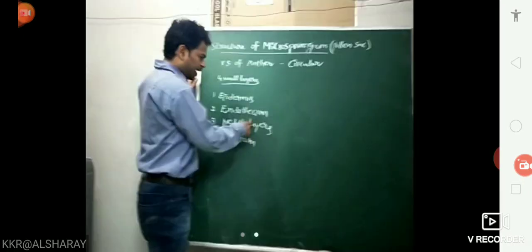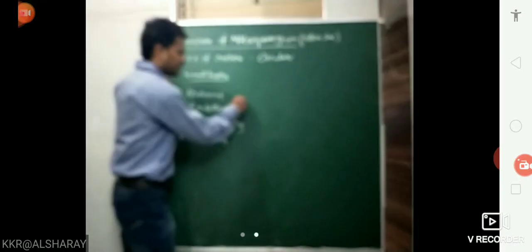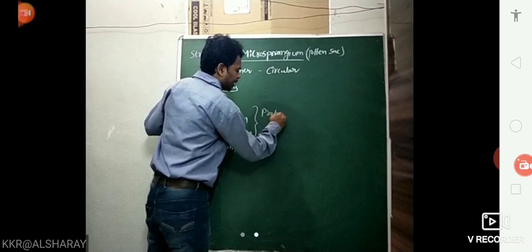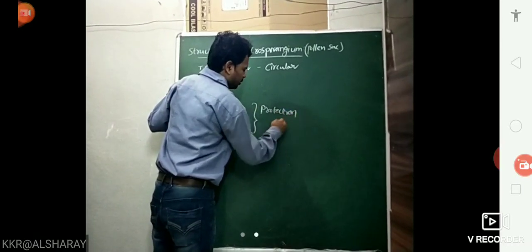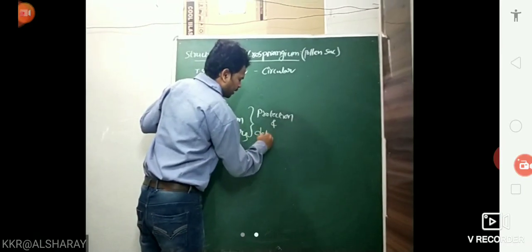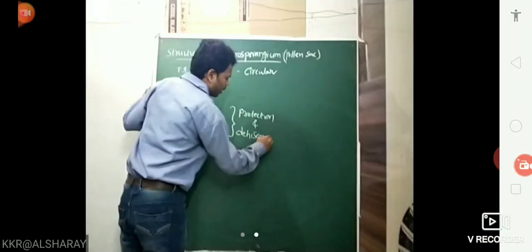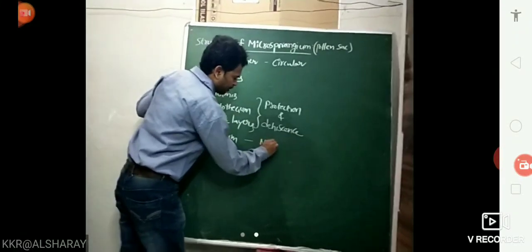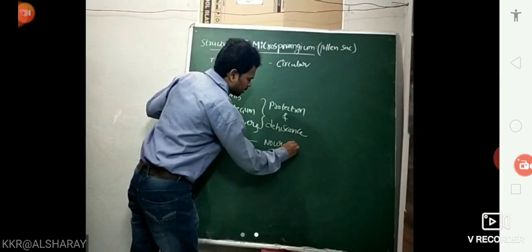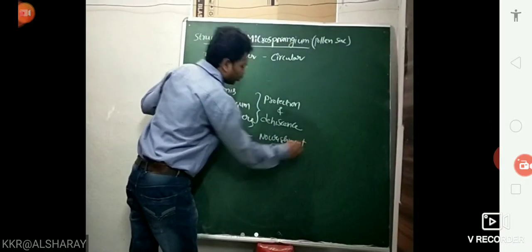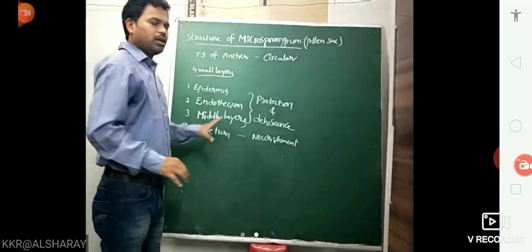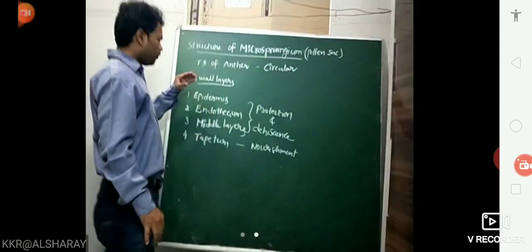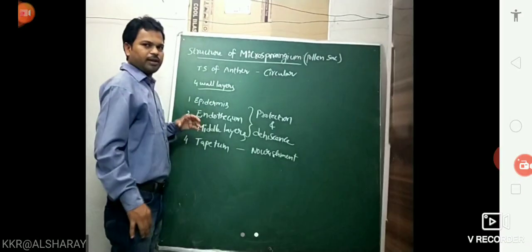The first 3 layers help in protection and dehiscence of anther. The last layer helps in nourishment. This is for theory, as I said just now. So you have to write this information on the diagram for theory. Now come to the neat part, where explanation one by one is required.